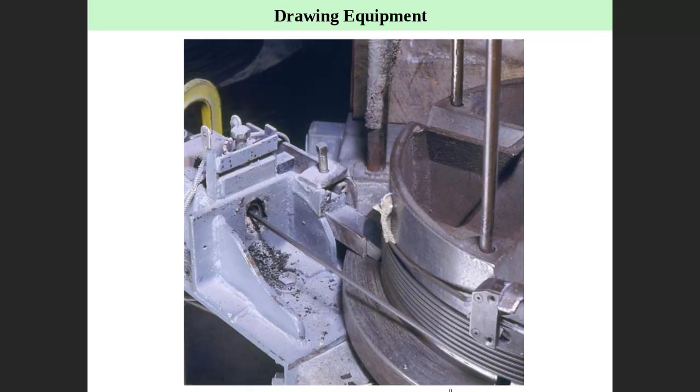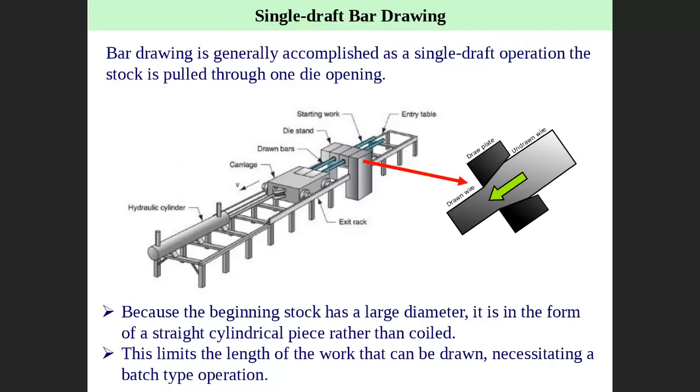This is the drawing equipment. When you come to the drawing equipment, start first with a single draft bar drawing. This is a bar drawing, which, as I told you, has a big diameter. This is the equipment used in bar drawing. This is the mechanism. This is a die, a reduction die to reduce the diameter, as you can see here.